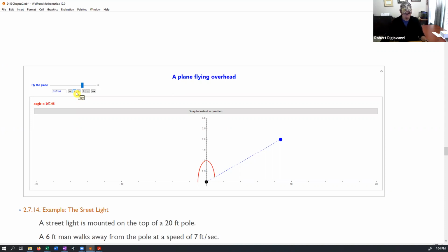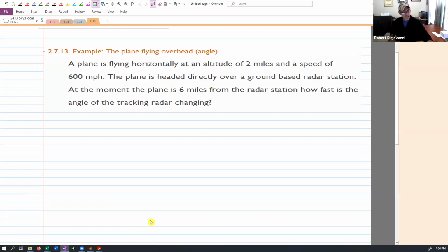Okay, let's do it then. It's going to be the same idea that we had before. I'm going to draw a couple of pictures. Here's the radar station. It's just going to be a dot there. Here's the plane. It's going to be a dot. We know that the plane is flying overhead. We know it's 600 miles per hour. We know that the altitude is fixed at 2 miles. So we know the distance from here to here is 2 miles.